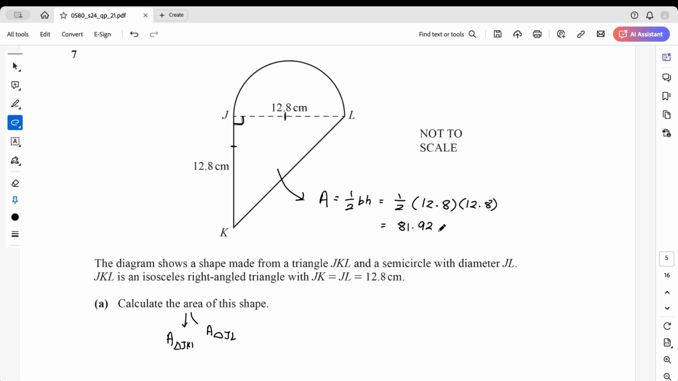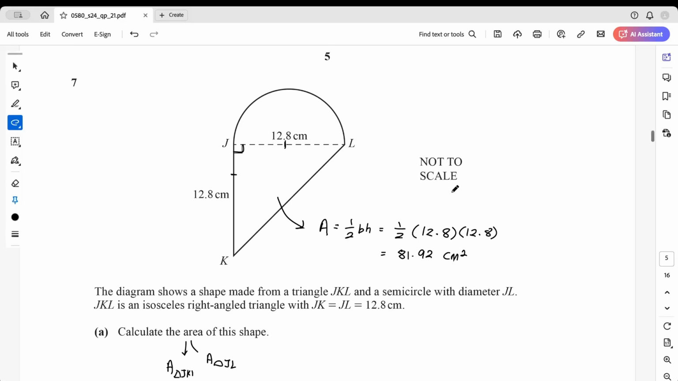81.92 cm squared. And for the area of the semicircle, we know the formula for an area of a circle is pi r squared. So the formula for an area of a semicircle should be this divided by 2.